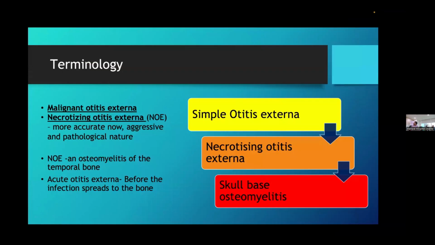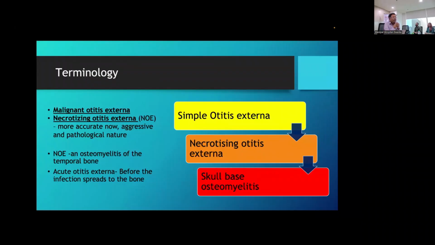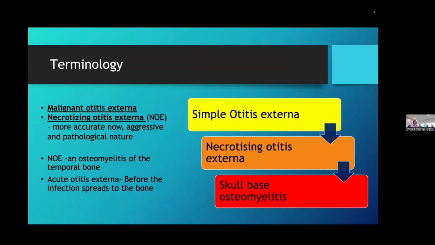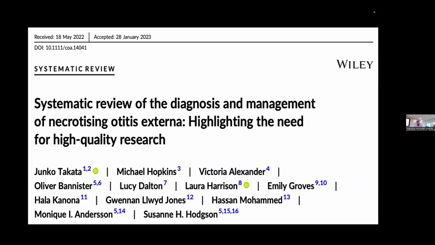So necrotizing otitis externa is the correct term. We should not be using malignant otitis externa, as Sir has already told. In case there is an involvement of bone, it becomes necrotizing. If it has not involved the bone, it is just simple otitis externa. Depending on the involvement of the temporal bone and then the central skull base, it can cause skull base osteomyelitis, right? Typical and atypical, Sir has already discussed, so I will just go ahead.